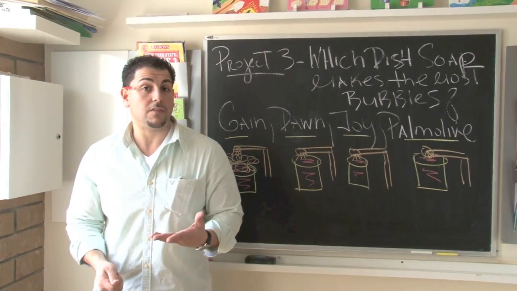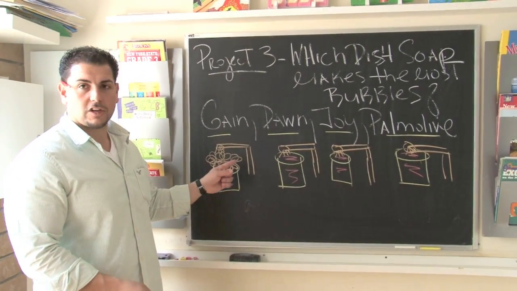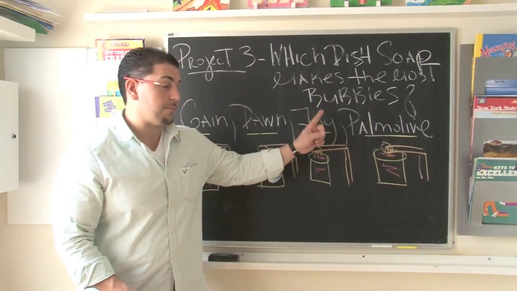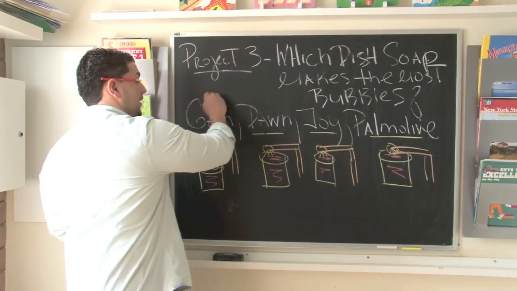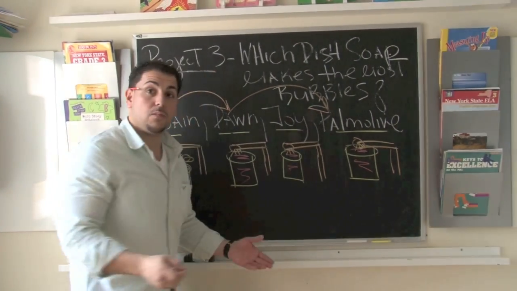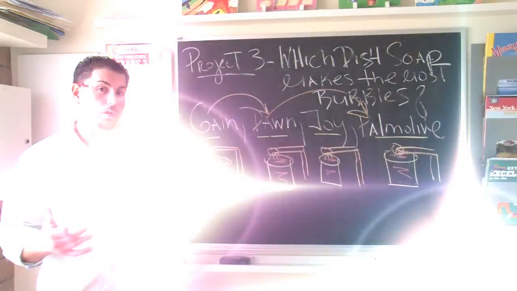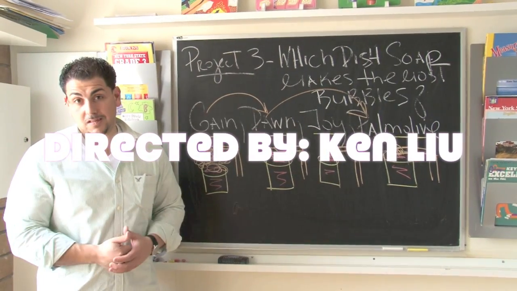And for those of you that are advanced, what you can do is mix and match. So after you do the first experiment, Gain, Dawn, Joy, and Palmolive, you can mix a little Gain with a little Dawn, or mix a little Dawn with a little Palmolive, and see what happens then. All right, and add more to your experiment to make your project even more cool. All right, so I'm looking forward to seeing your results.